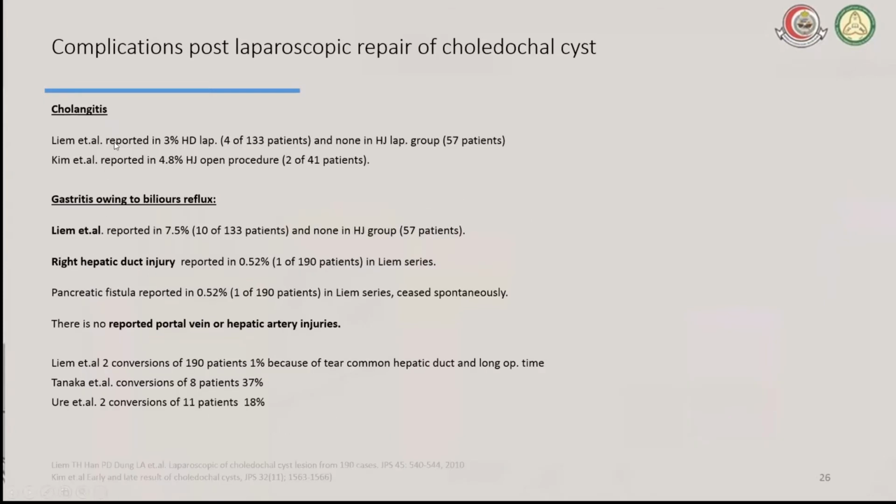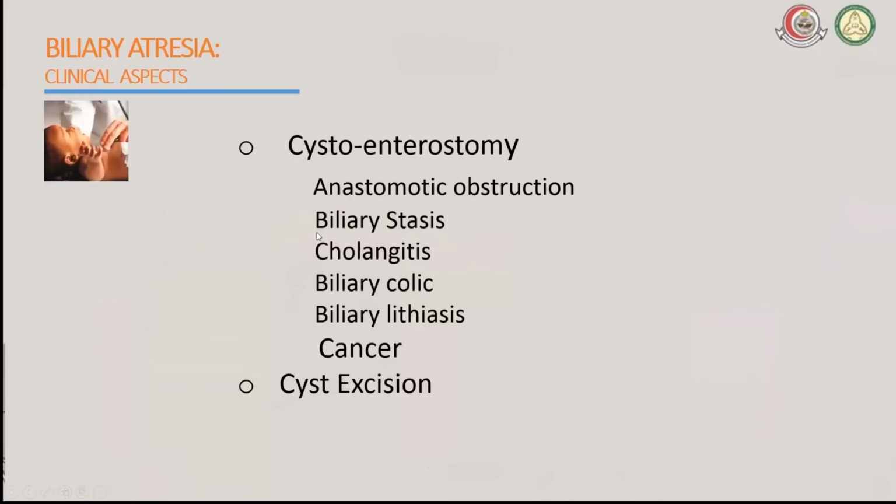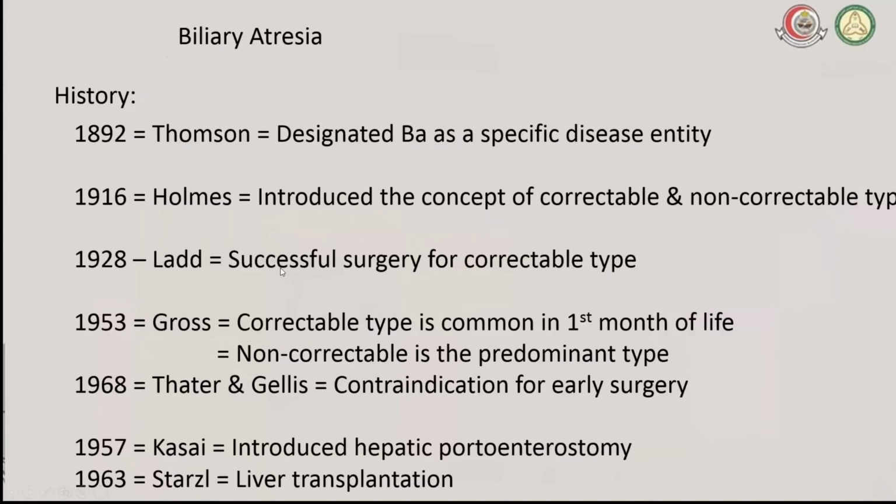These complications are related because when you create either a hepaticoduodenostomy or a choledochoduodenostomy, the risks are there for both cholangitis and gastritis because of the bilious reflux into the stomach. These are just for history. In the past, we were doing cystocolostomy with all the complications which happen. So we are not handling the pathology, we are just helping the drainage of the content of the cyst while leaving the pathology behind and the problems which come with it.